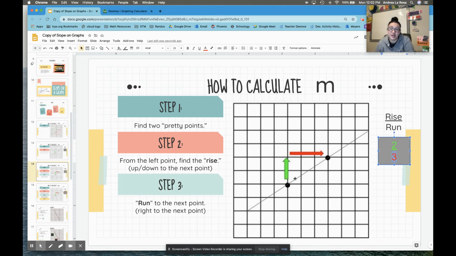Your path kind of makes a little triangle. We're going to use these triangles in another chapter. So this is going to be important that we remember how to use the rise and the run to make triangles on our graphs.